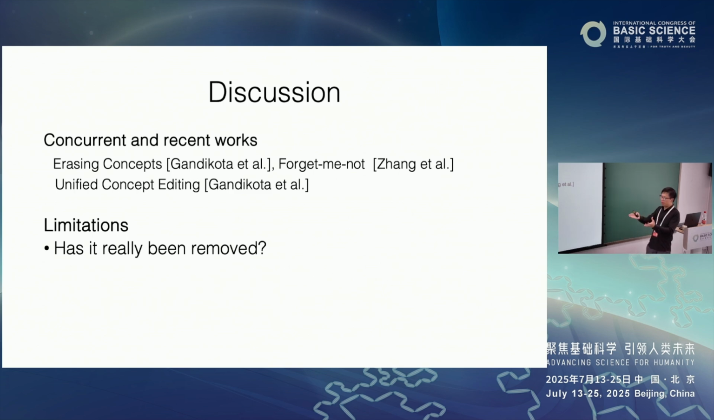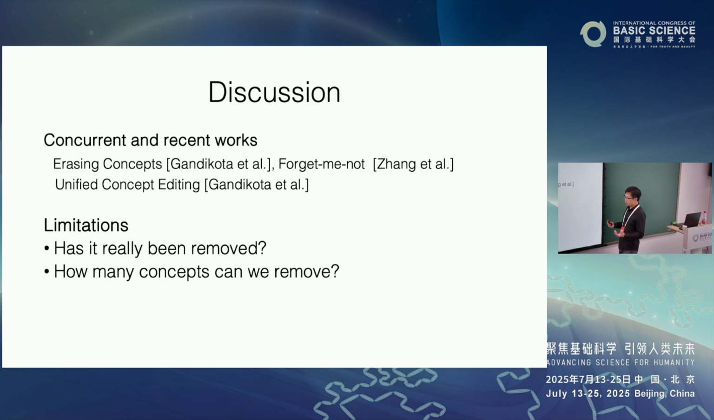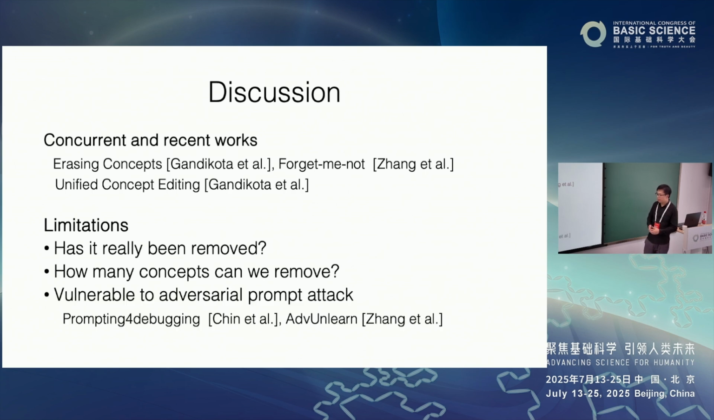For example, let's say I hide a key in this big room, and you cannot find the key, but it doesn't necessarily mean the key doesn't exist in the room. So those are separate things, right? And the other question is, how many concepts can we remove? Oftentimes we observe that after you remove hundreds of concepts, the model performance will degrade, which is not what we want. So people are still working on that.